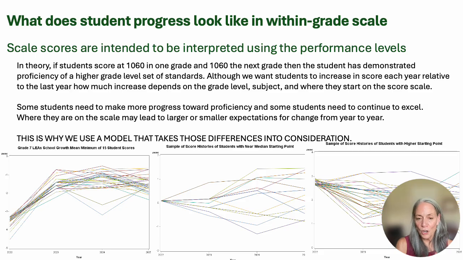In the middle chart, we have a set of students starting out right near the middle. And you can see that their score histories go all over the place. They spread out. Some kids go up, some kids stay level, some kids go down and then go back up. It varies. And the same is true for our students at the very right-hand chart, where they're starting out at a higher level. And again, students are progressing differently over time. So we need a model that takes those differences into consideration.